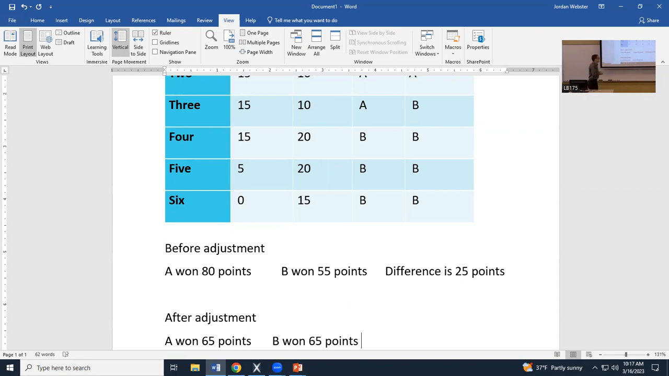So now both individuals walk away with 65 points. Now this is out of 100, so you can also say A walks away with 65% of the goods, and B walks away with 65% of the goods. Since there are two people, one half is 50%. Both walk away satisfied. They both walk away with more than their fair share, don't they?